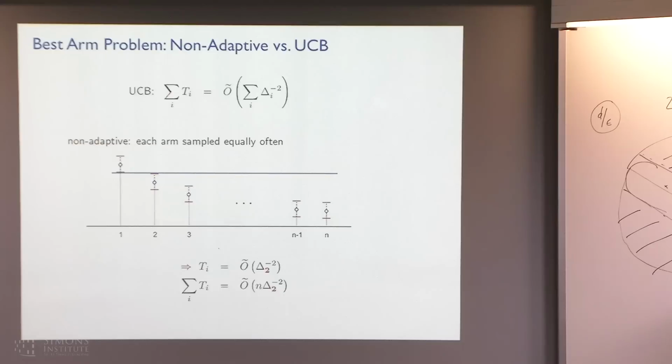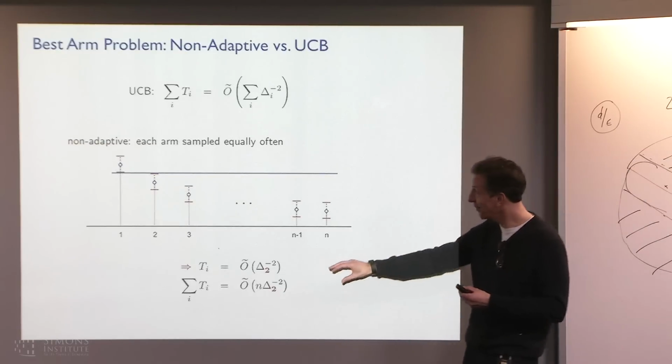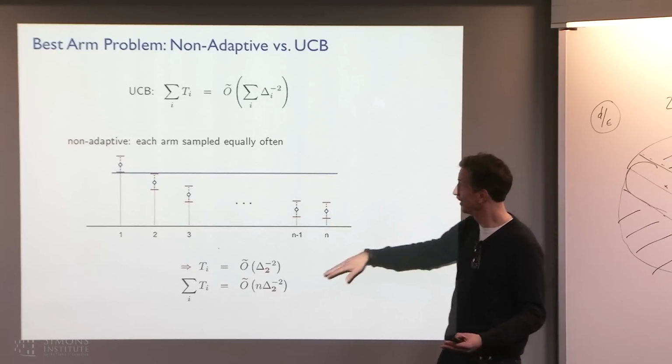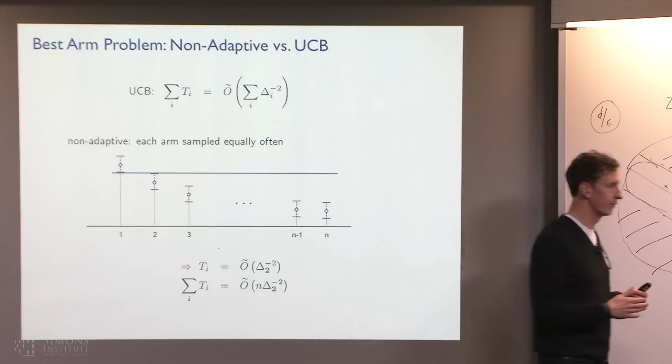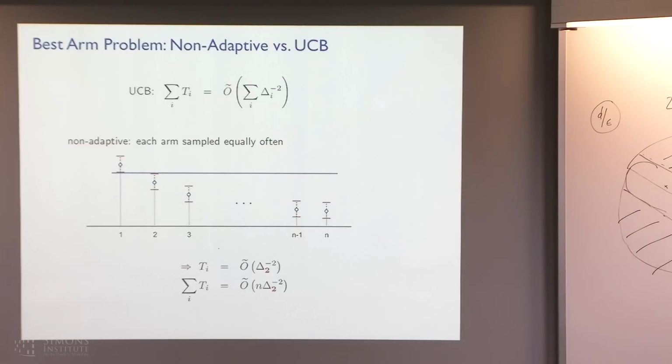And so if the smallest gap is small and all the others are large, you might be as much as a factor of n off of what you could do with the Bandit.